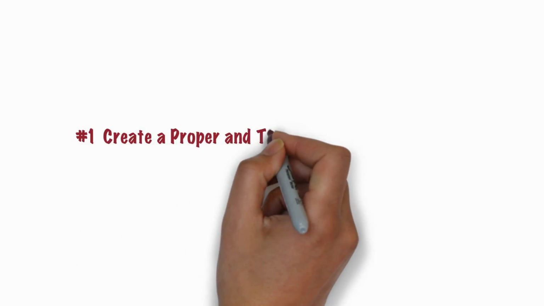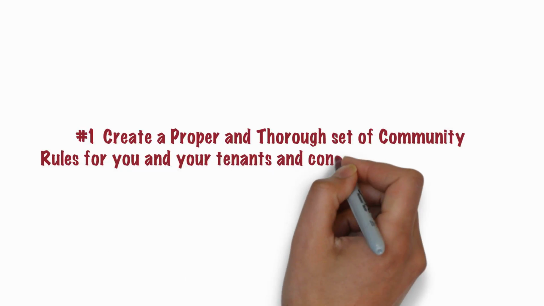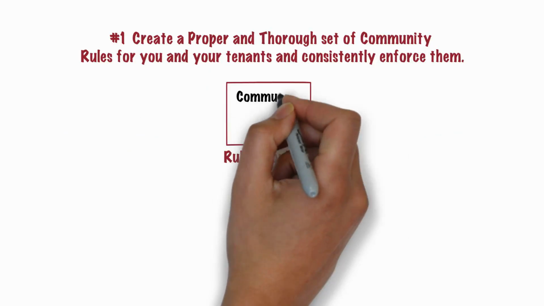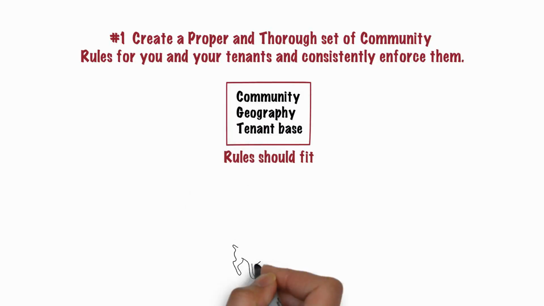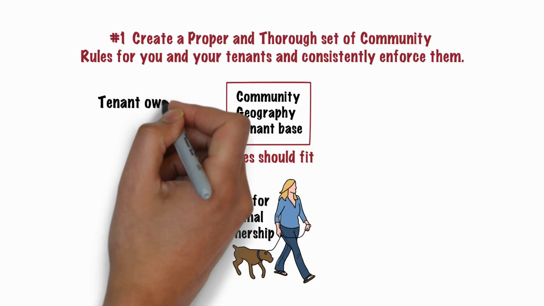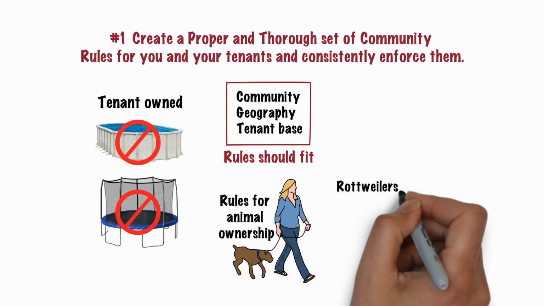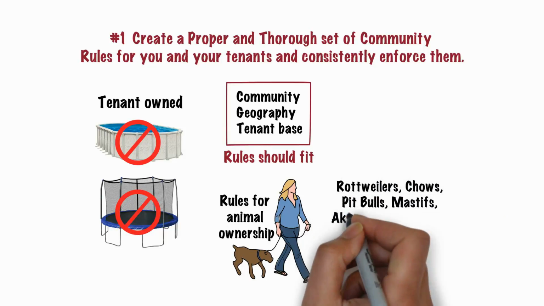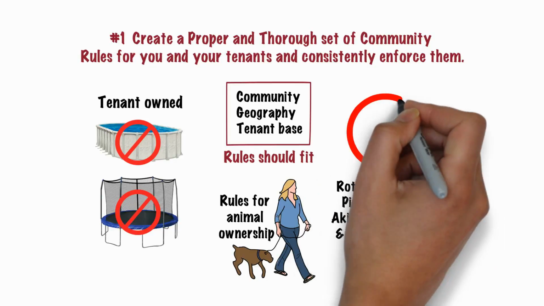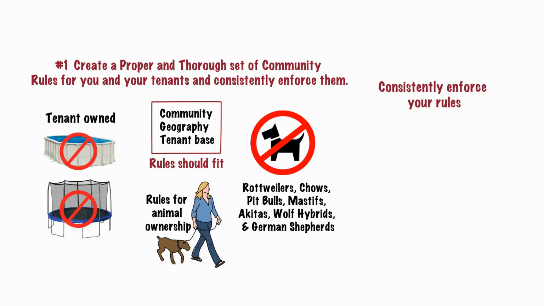1. Create a proper and thorough set of community rules for you and your tenants and consistently enforce them. Your rules should fit your community, your geography, and your tenant base. Include rules for animal ownership and make sure that tenant-owned swimming pools and trampolines are prohibited. Rottweilers, Chows, Pit Bulls, Mastiffs, Akitas, Wolf hybrids, and German Shepherds should be expressly prohibited. And most importantly, consistently enforce your rules.